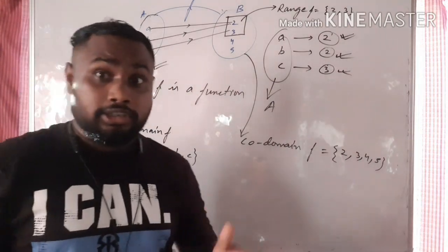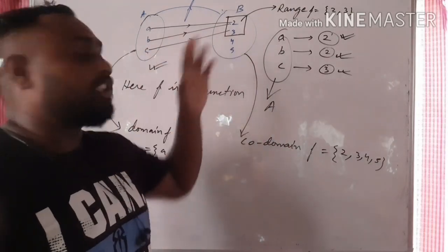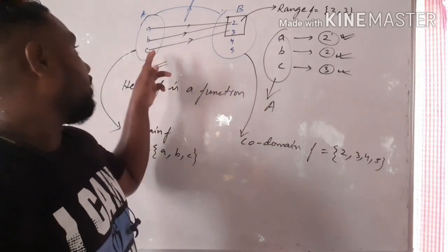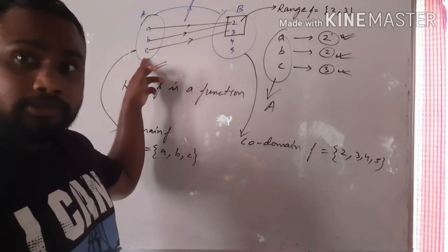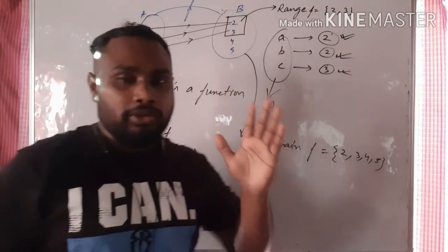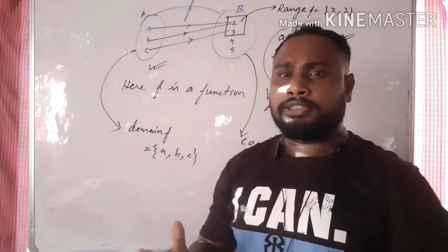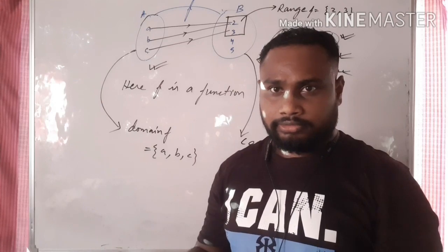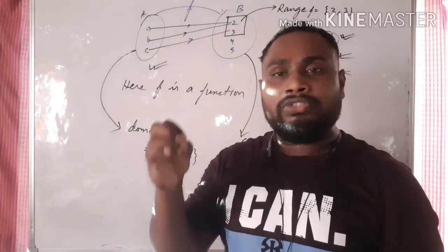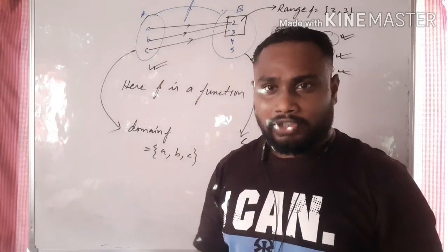Okay, but it is different from a relation. In a relation, some elements may not be related also, and then also it will be a relation. But in a function, if an element is left out, then it will not be a function. So you can think that a function is a special type of relation. A function can be called a relation. All functions are relations, but all relations are not functions.